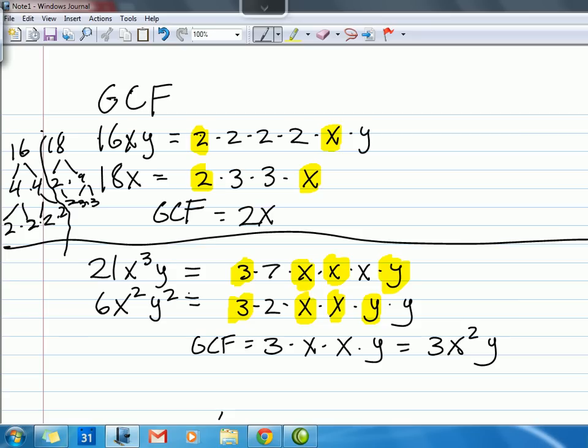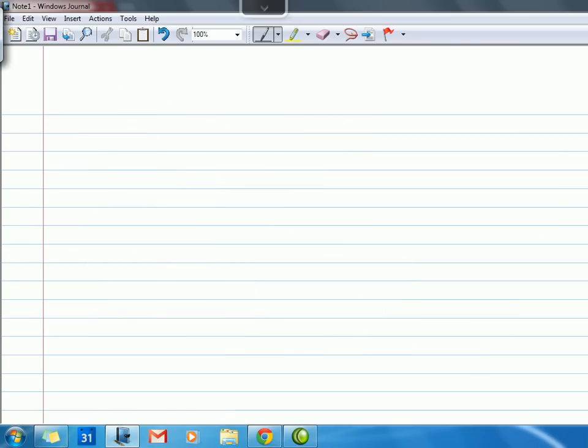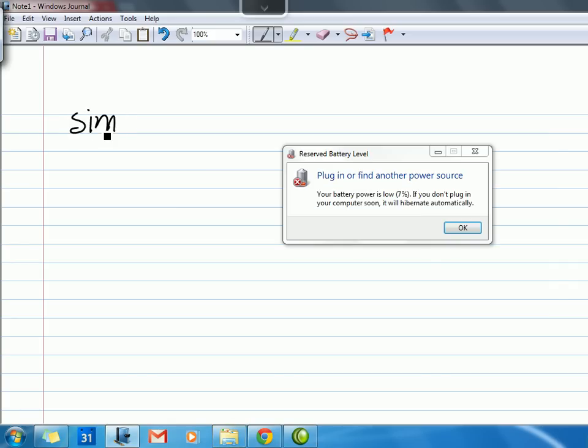Easy enough, right? Now, the reason why we want to find our GCFs is so we can start simplifying or dividing monomials.